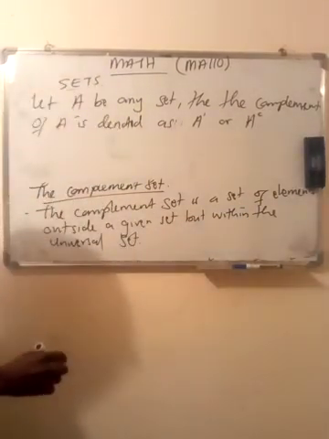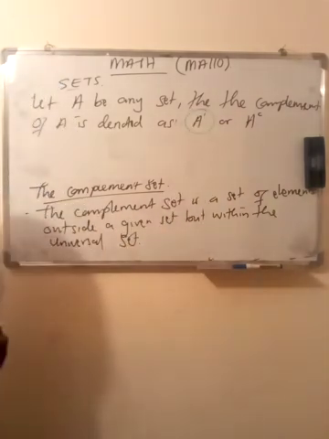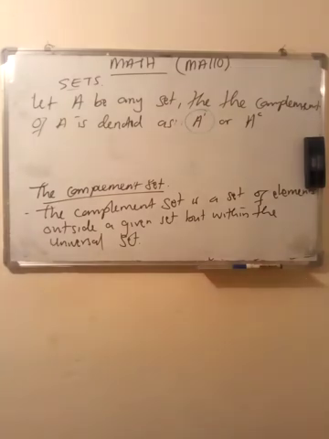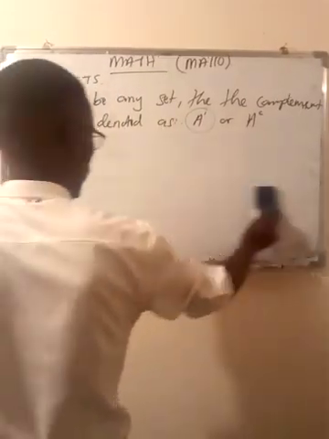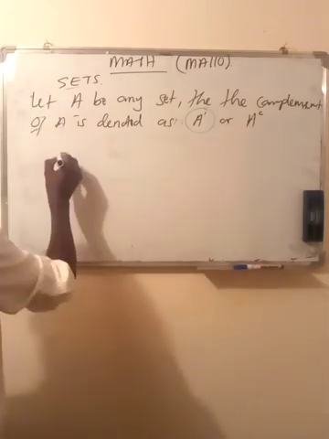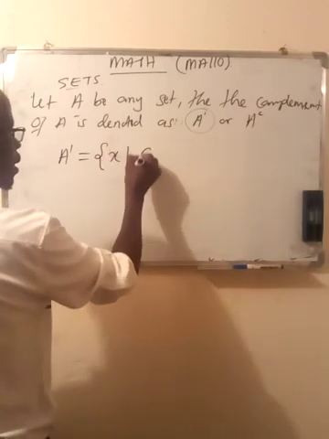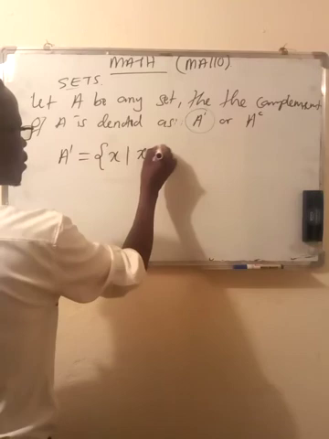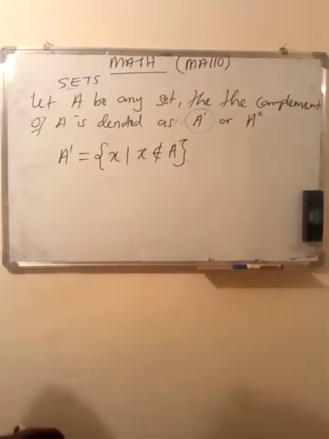So now, how do we define it mathematically? We say that a complement is a set, let's say X, such that X is not a member of A. In other words, this complement set is simply a set of elements that are not members of A. A complement set is a set of elements that are not members of A, but within the universal set. That is a complement of a set.